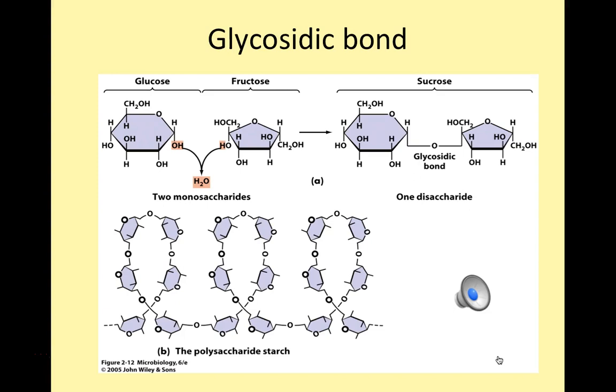And notice at the bottom where we have an example of the polysaccharide starch. We simply have long chains of glucose that are linked together with glycosidic bonds, and when we link them together and create a large branching structure, that gives us the polymer polysaccharide starch, all held together by glycosidic bonds.